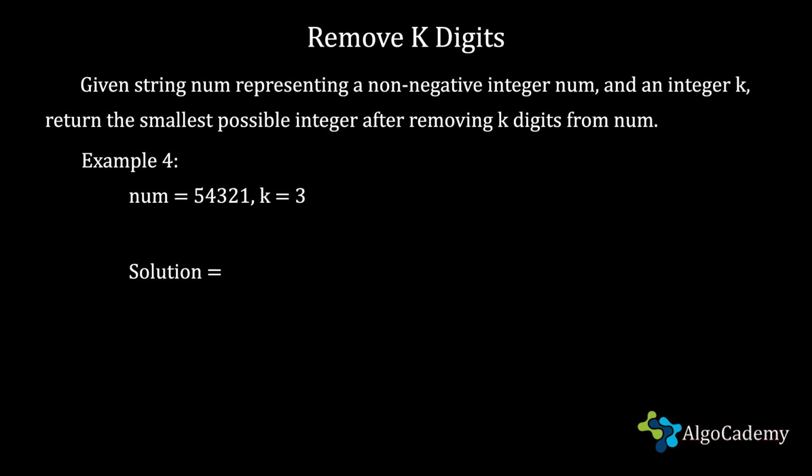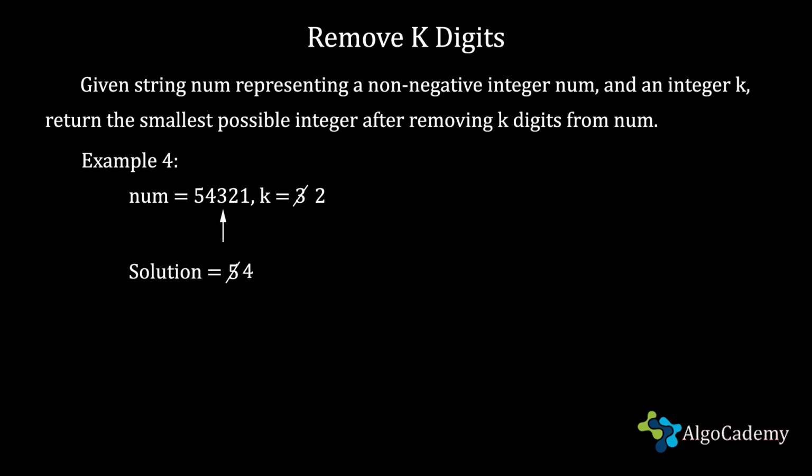The solution is initially empty and we start traversing the digits of num. The first one is 5. Because solution is empty, we have nothing to remove, so we will just insert 5. Then, the next digit is 4, which is less than 5. So it's best to remove the 5 and keep the 4 instead in our solution. And we are left with 2 removals. The next digit is 3, which is less than 4.